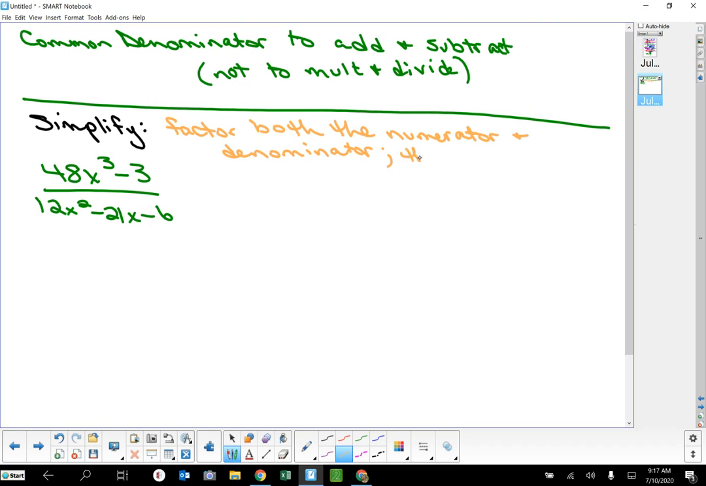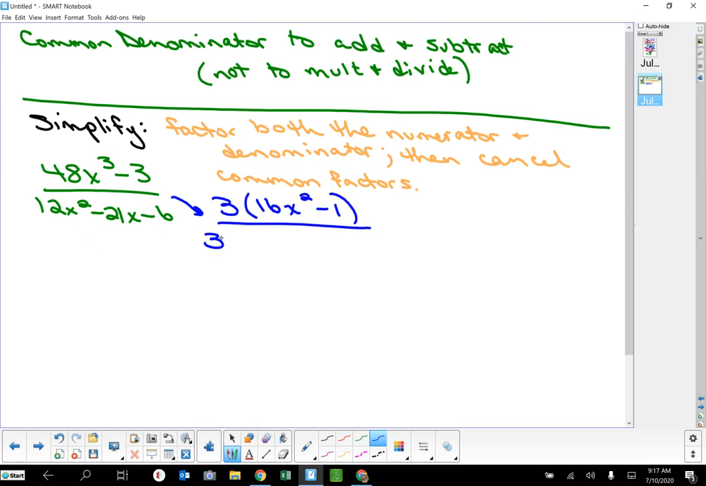And then cancel any common factors. All right, so we're going to take this thing, and you should notice that there's a GCF in both the top and the bottom. We can pull a 3 out of there, leaving us a 16x squared minus 1 on top. And then on the bottom, if I take a 3 out, I get 4x squared minus 7x minus 2.